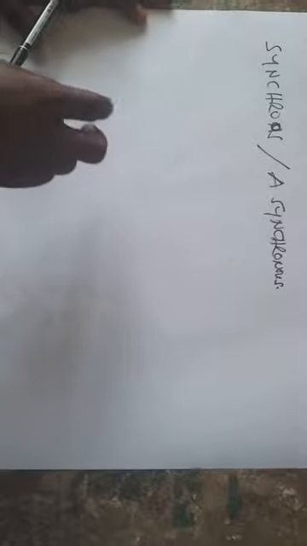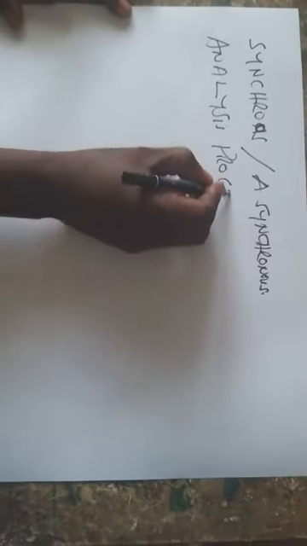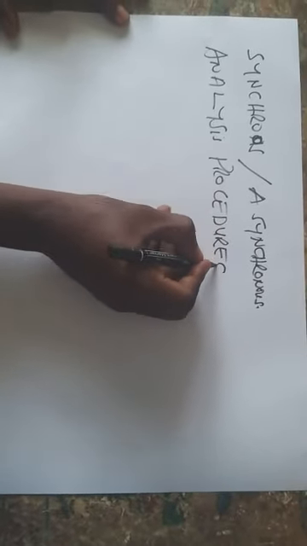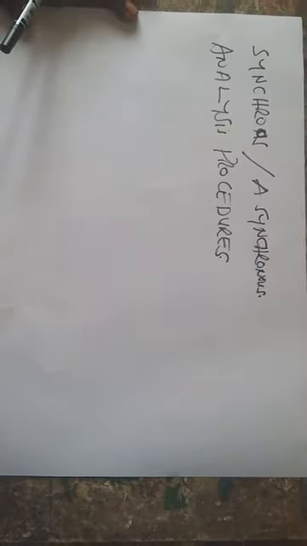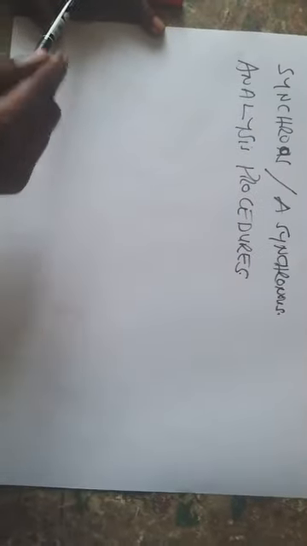Now, how do we analyze the behavior of a sequential circuit? That is what we will be looking at. We call it analysis procedures. What it means is that there are some procedures that we go through as we analyze a sequential circuit.